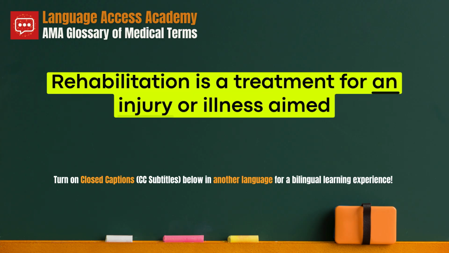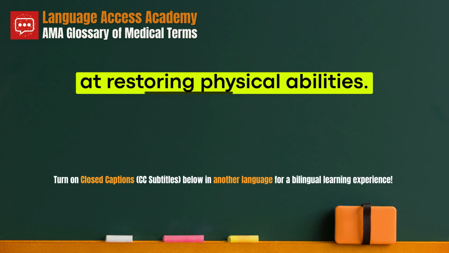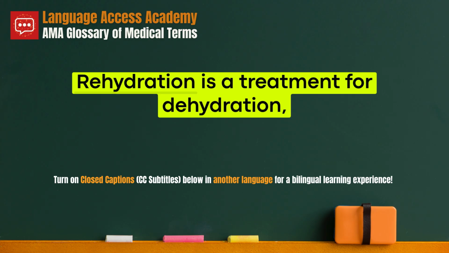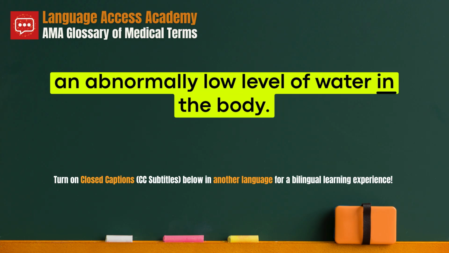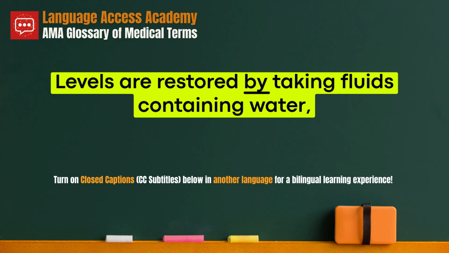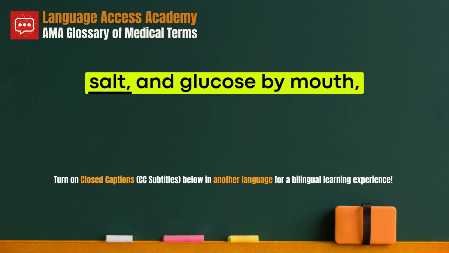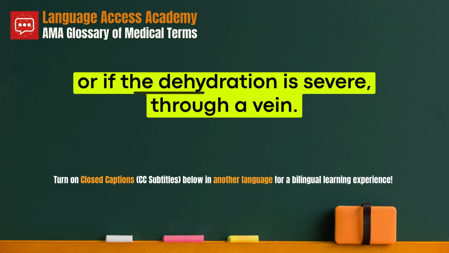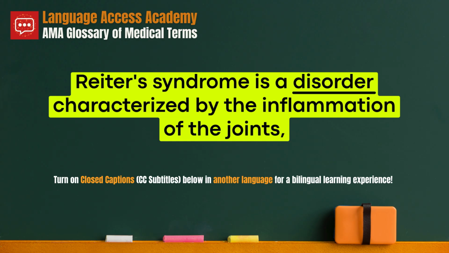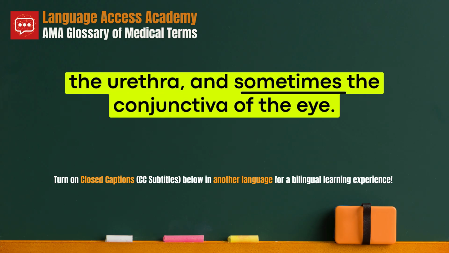Rehabilitation is a treatment for an injury or illness aimed at restoring physical abilities. Rehydration is a treatment for dehydration, an abnormally low level of water in the body. Levels are restored by taking fluids containing water, salt, and glucose by mouth, or if the dehydration is severe, through a vein. Reiter's syndrome is a disorder characterized by the inflammation of the joints, the urethra, and sometimes the conjunctiva of the eye.